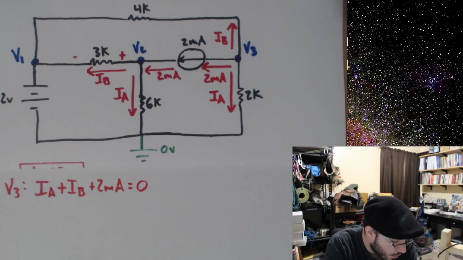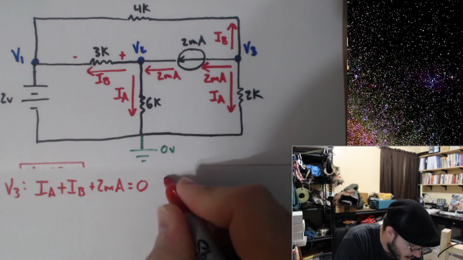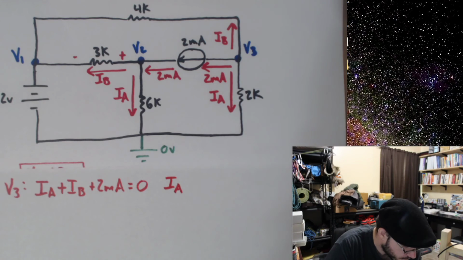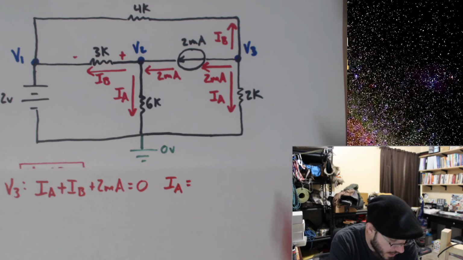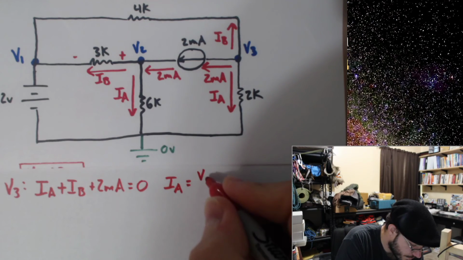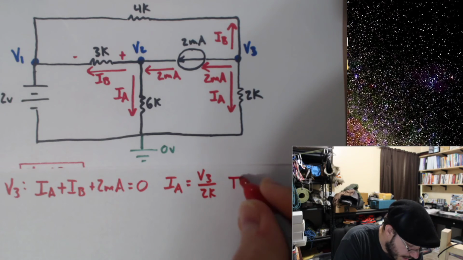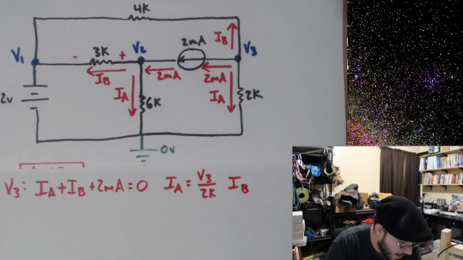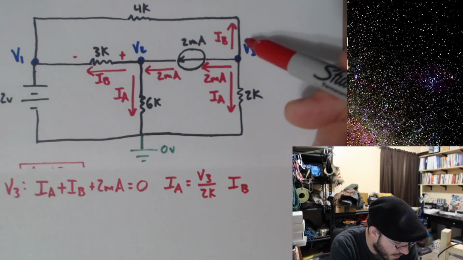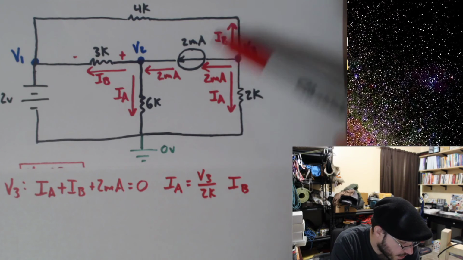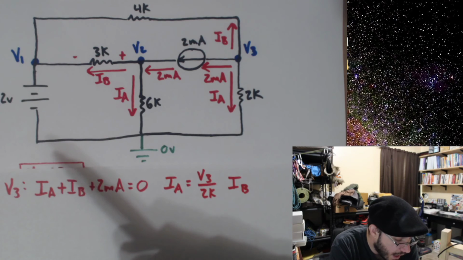All right, let's write out what IA and IB are, and then we can backfill these equations. IA is going to be equal to V3 divided by 2K. And IB, make sure we pay attention to where this is going. I have 2 voltages involved. I have V3 on one side and this current going through the 4K. I have V1 on the other side.